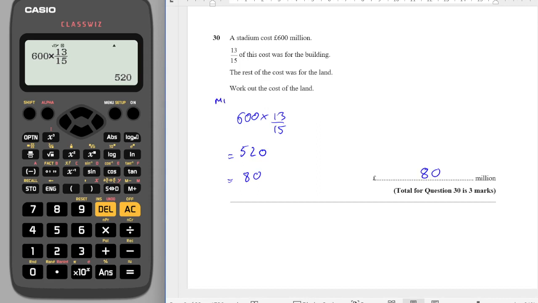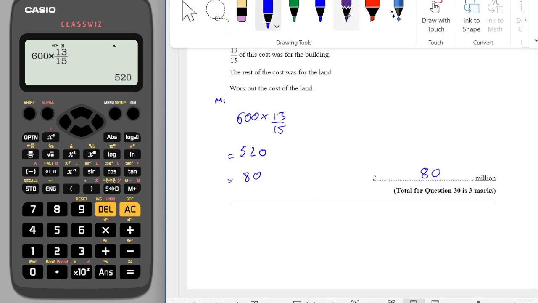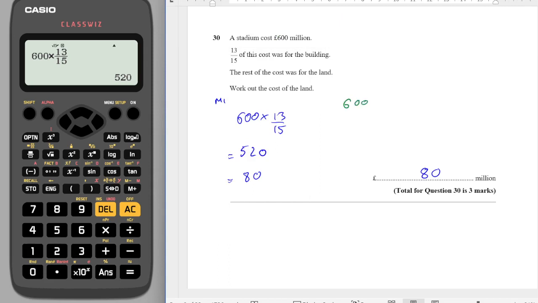So I have taken a slightly longer way than I needed to for that one. What I should have done is 600 times by 2/15, which would again give me 80. Slightly more direct way. So let me just change that numerator.